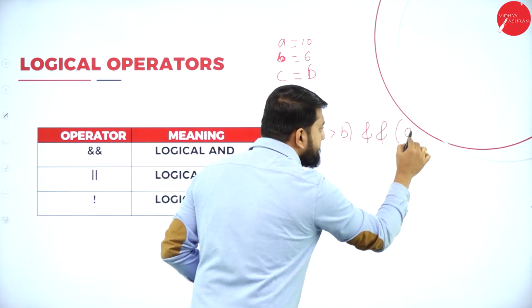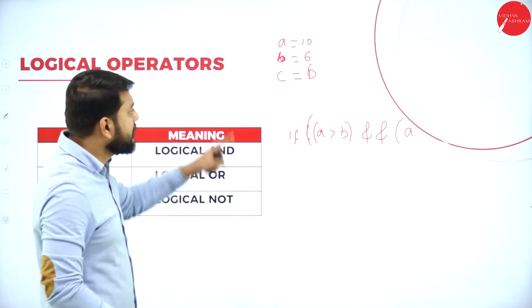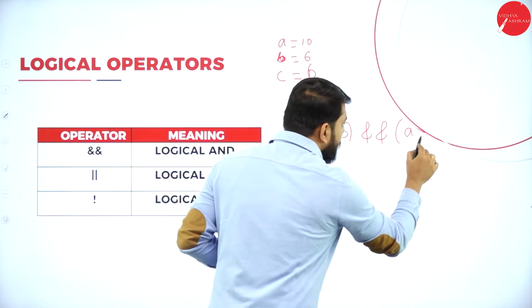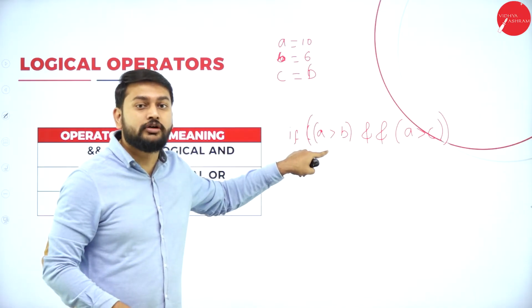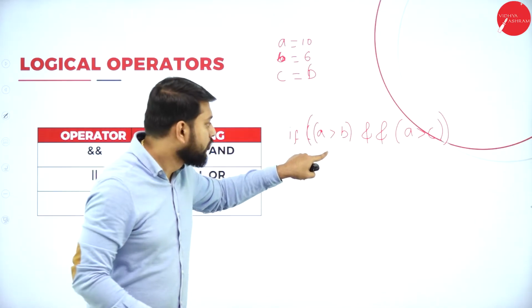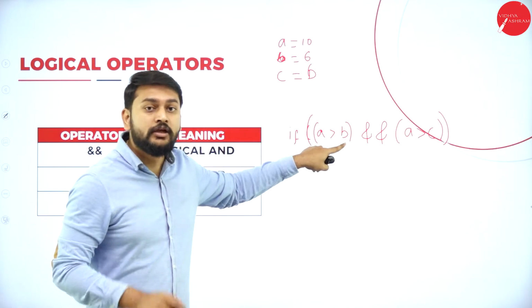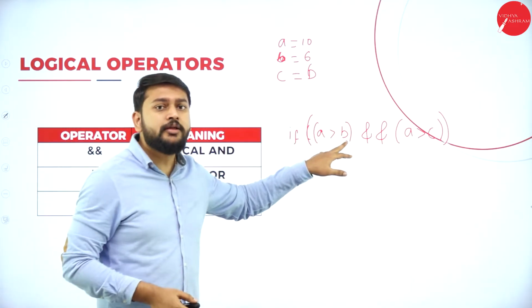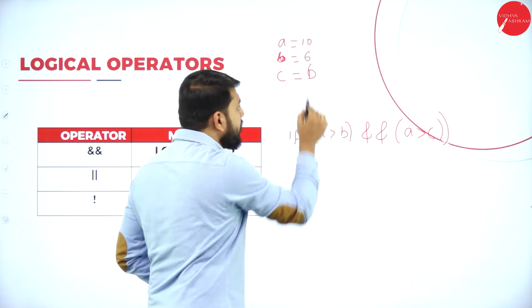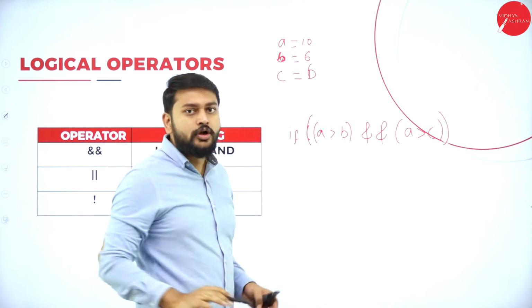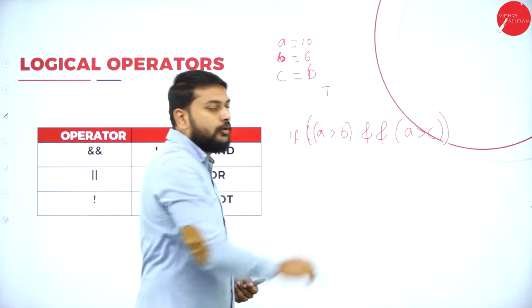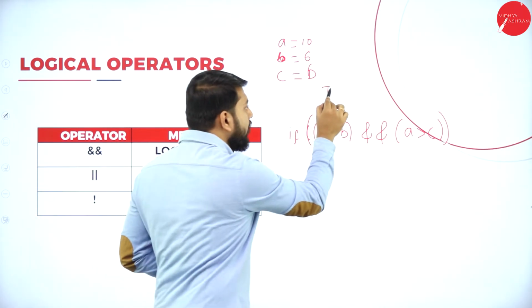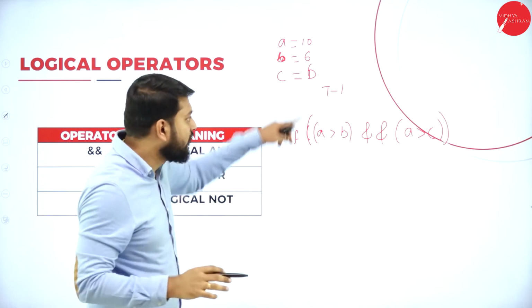And A is greater than C. First, this condition will be checked. What is the condition that I have? A should be greater than B. So is my A greater than B? Because A value is 10, so 10 is greater than 6. Fine. So when it is correct, what will it return? True. True in the sense 1. So I will write 1.